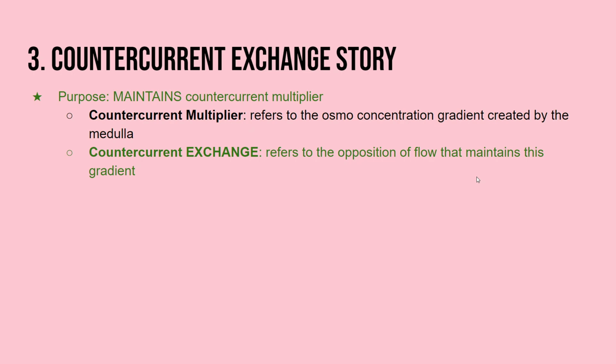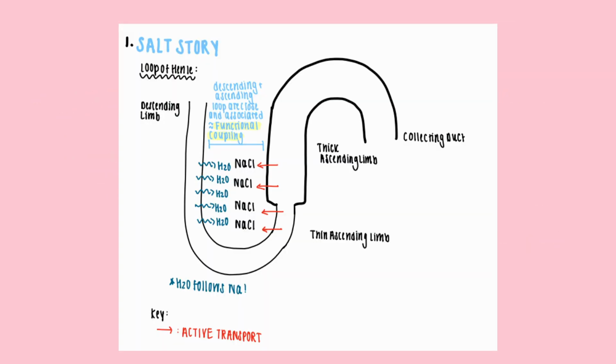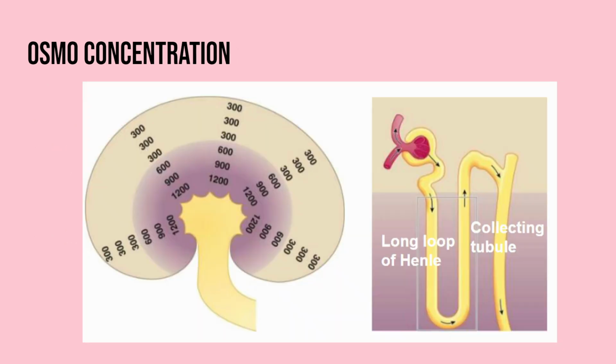Okay, now the last one is countercurrent exchange. And the purpose of this one is to maintain the countercurrent multiplier. Is everyone good on what countercurrent multiplier is referring to? Okay, so countercurrent multiplier is basically just referring to the concentration gradient in the medulla. It maintains a higher concentration of solutes as we go deeper into the medulla, because as you go deeper, it allows water to come out.